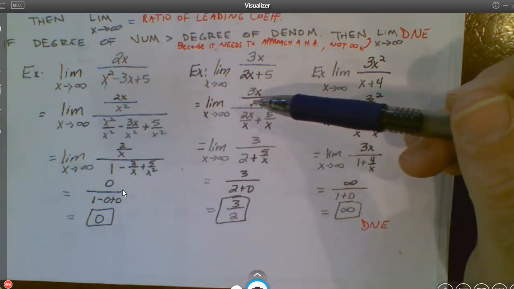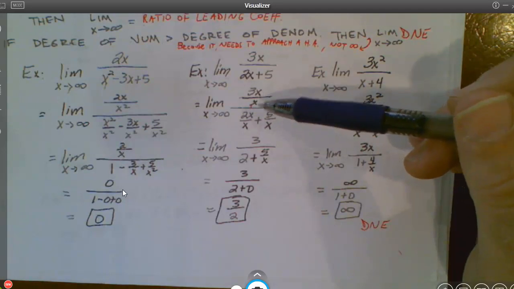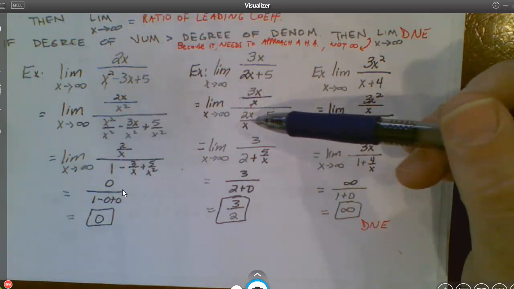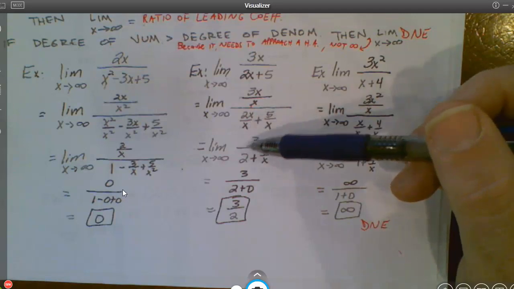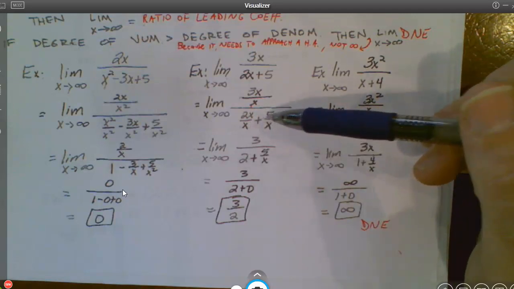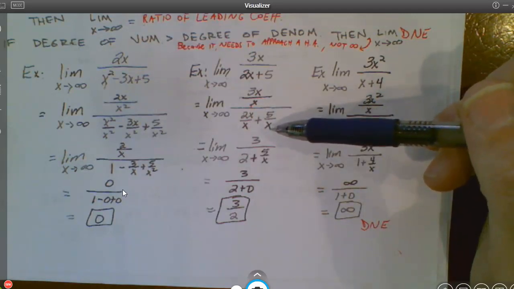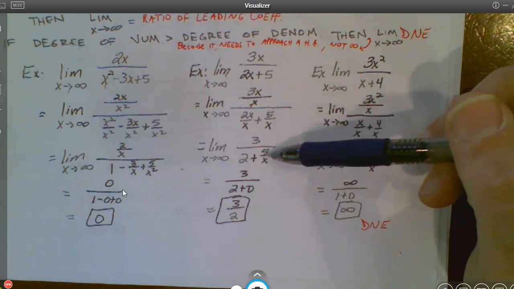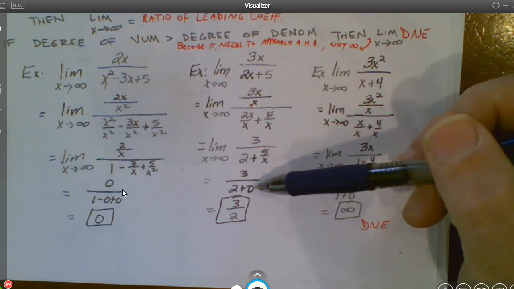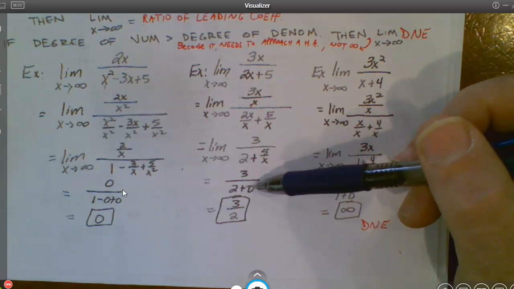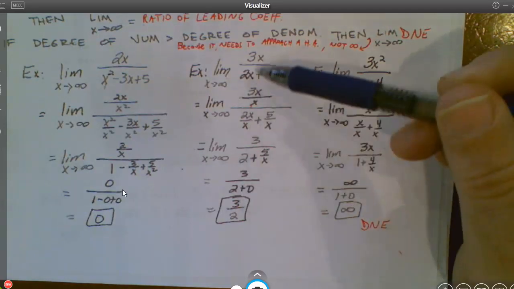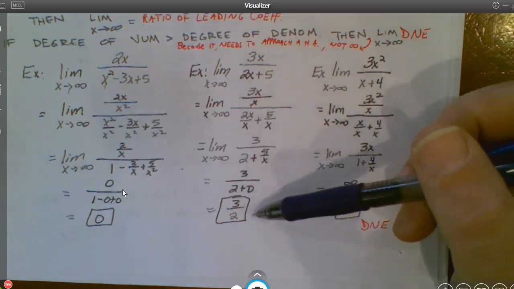So these guys would end up just canceling out, so I end up with just 3 on top. This one cancels out, so I end up with just 2 for that term. With the 5 over x, the limit of that term would be approaching 0. And so that becomes a 0. And so I'm left with just the 3 over 2. So this is the process, and you may be asked to show this process.